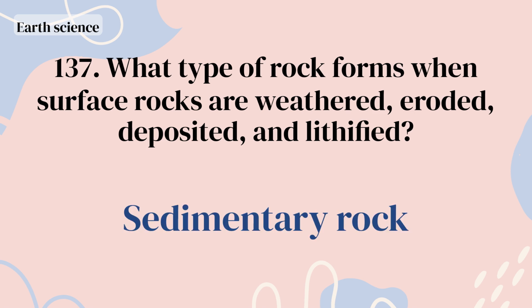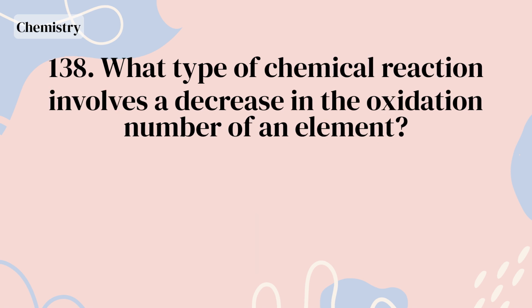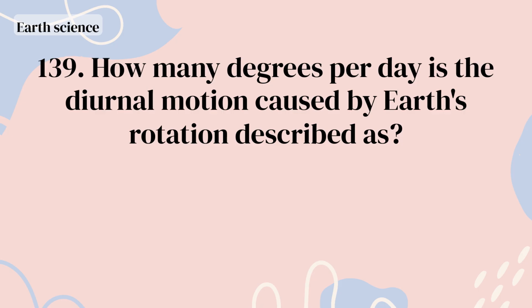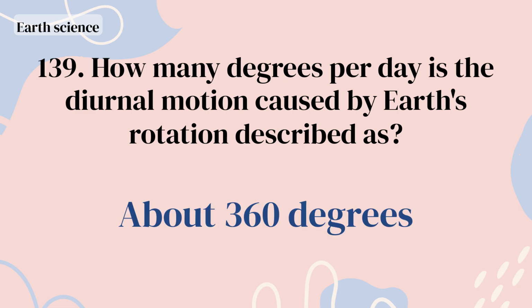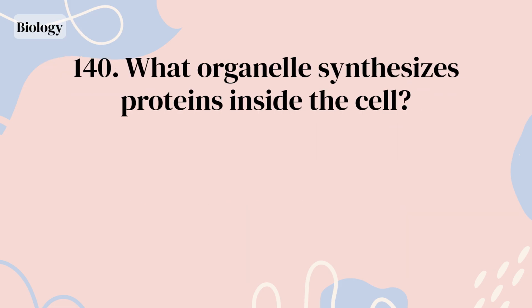Sedimentary rock. What type of chemical reaction involves a decrease in the oxidation number of an element? Reduction. How many degrees per day is the diurnal motion caused by Earth's rotation described as? About 360 degrees.